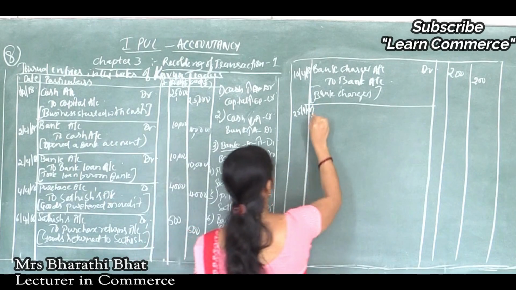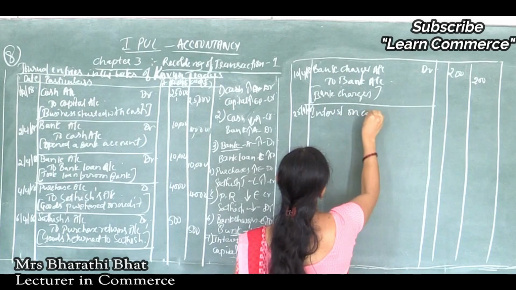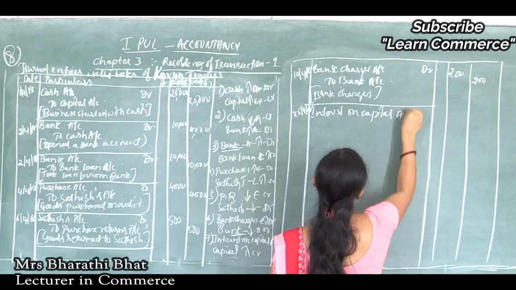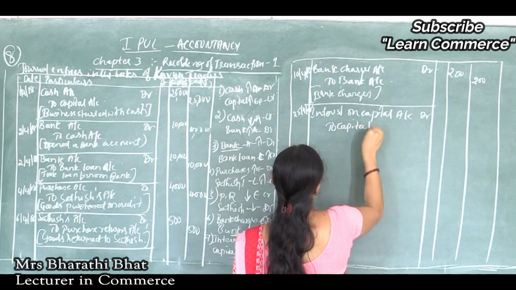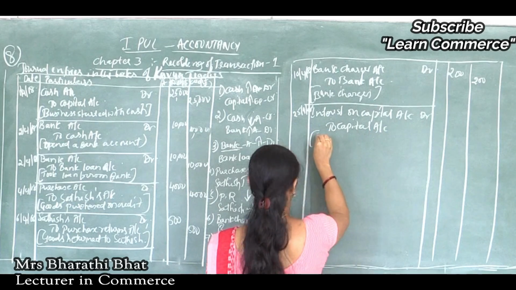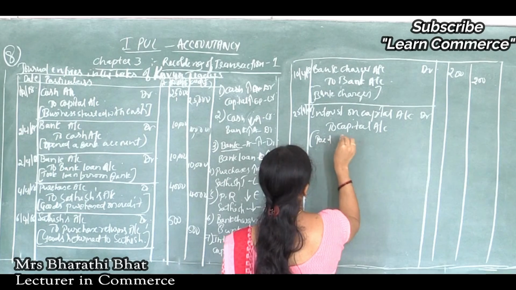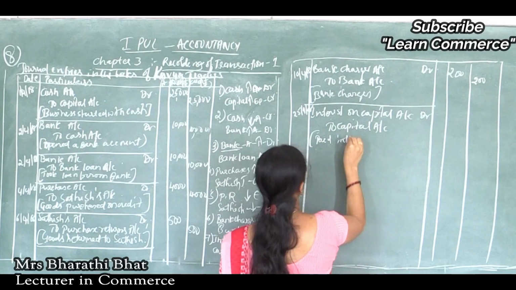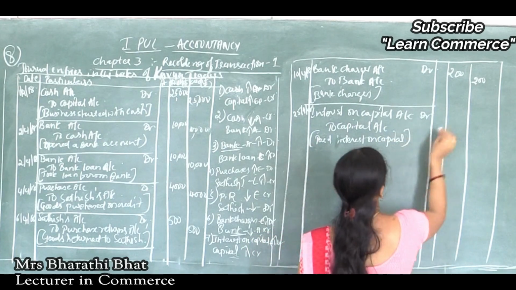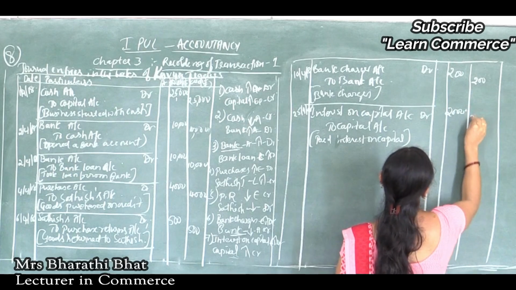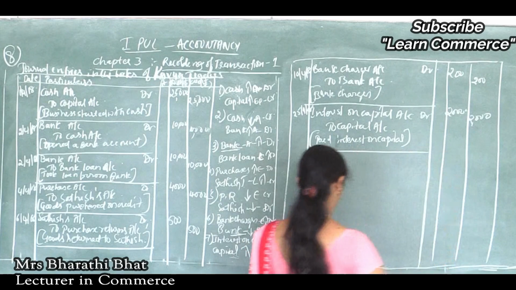So here, interest on capital account debited to capital account. Narration: paid interest on capital, 2000. Close the transaction. Next one.